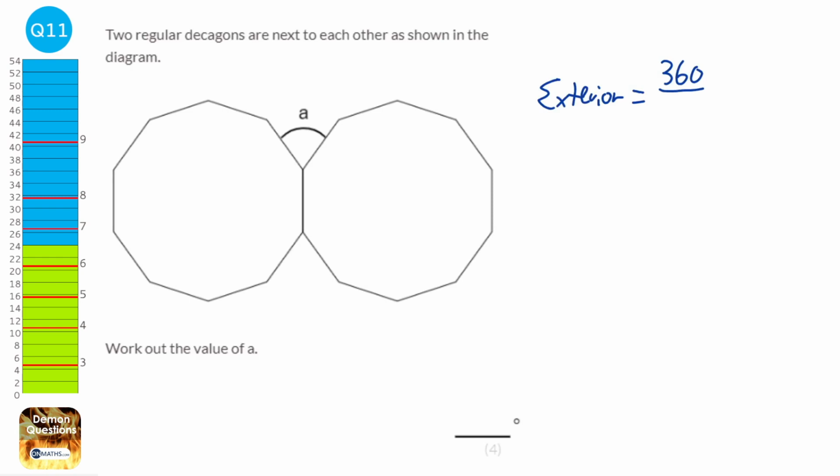These are decagons, which means they have 10 sides. So the exterior angles will be 36 degrees. And the exterior angle is just an angle that kind of continues on. You just continue on from the side.